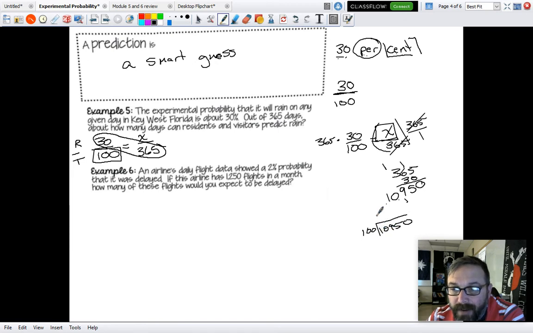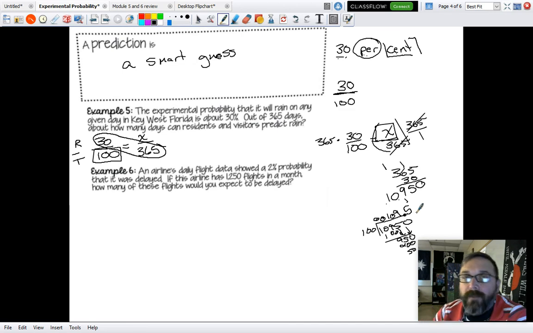How many times does 100 go into 1? 0. Into 10? 0. Into 109, it goes into it one time. Leaves me 9. Bring down the 5. 100 goes into 95 0 times. Bring down the 0. It goes into 950 9 times. That'd be 900. It's going to leave me with 50, which is going to make me have a 0.5. So it'd be 109.5.